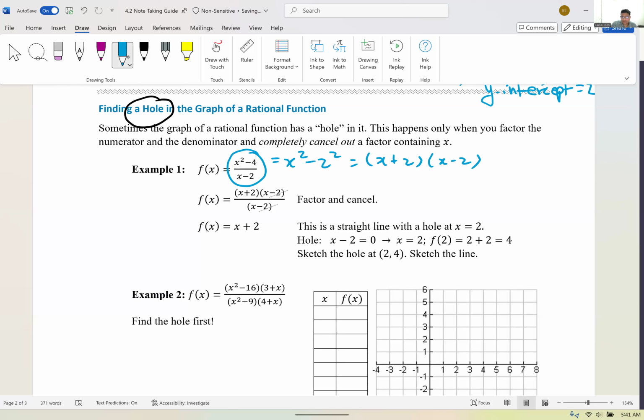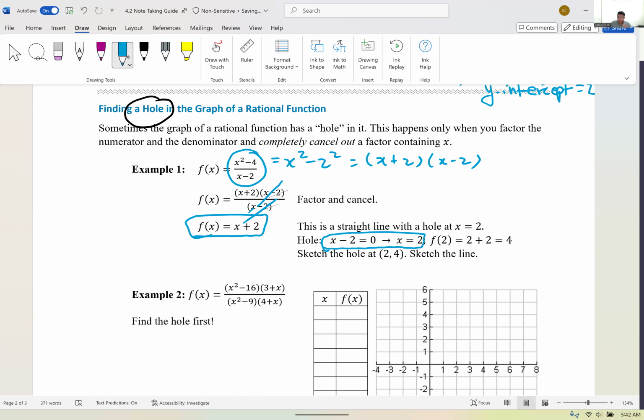a² − b² equals (a + b)(a − b). You must have memorized that by this time. So these factors cancel. You are only left with f(x) = x + 2. Okay. But unlike the previous case, at x − 2, you will not have a vertical asymptote, you will have a hole. Okay. x − 2 is 0. So at x equal to 2, you get the hole.